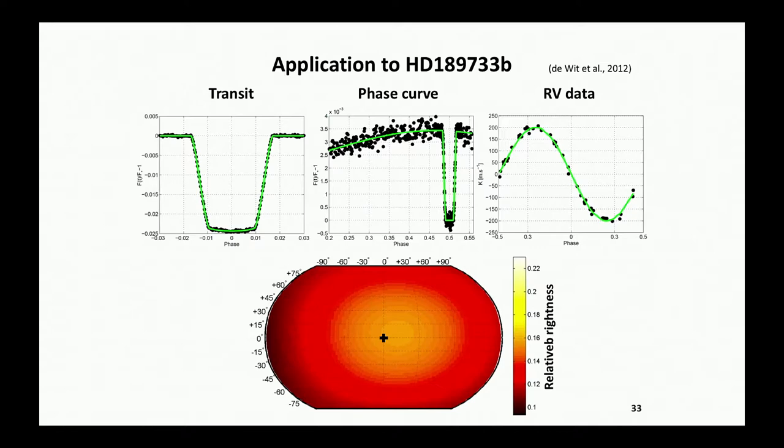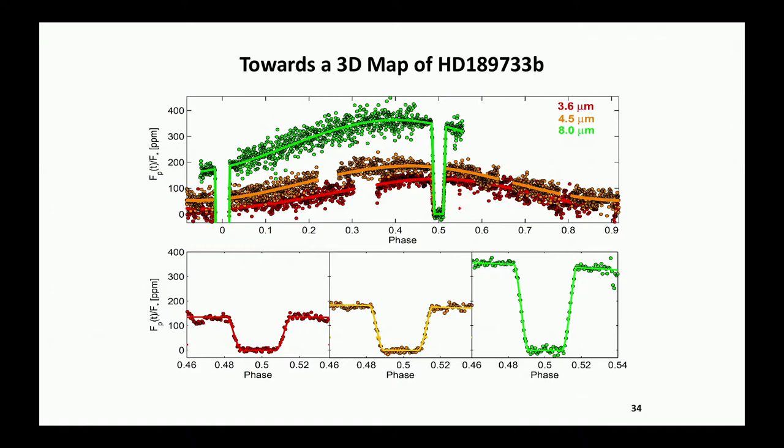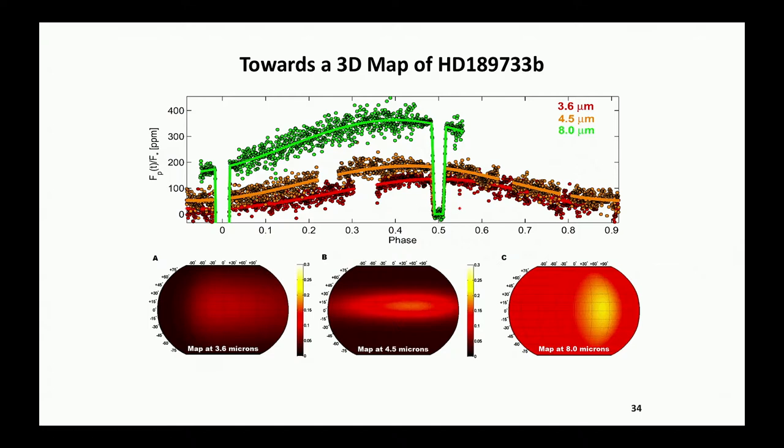Now, what's going to come next in that context is actually a three-dimensional map. Because when you observe a planet at different wavelengths, you're probing different optical depths of the planet. So you can create maps in these different wavelengths and get an insight into what's going on in these different strata. Great. So this is for a tidally locked planet. Now, what have we done for others?